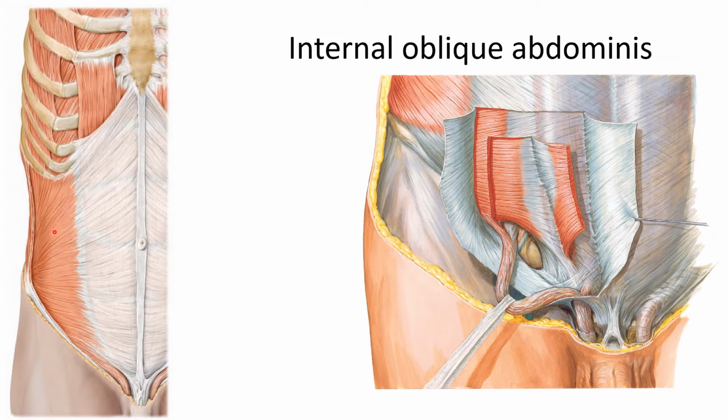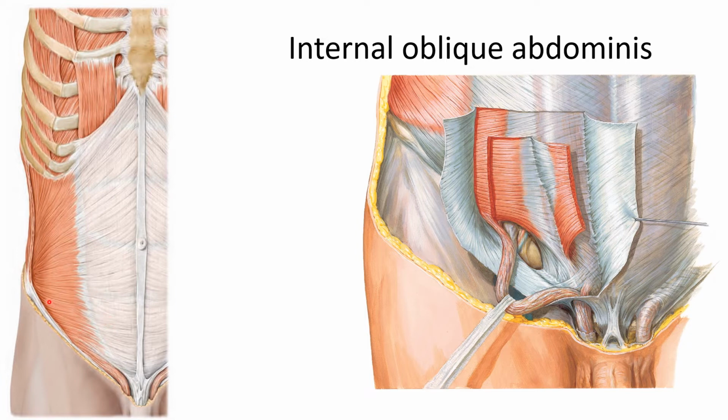This internal oblique abdominis arises from the lateral 2/3 of the inguinal ligament, the iliac crest, and the anterior layer of the thoracolumbar fascia. The fibers extend forwards, upwards, and medially, exactly opposite to the external oblique abdominis fibers. The aponeurosis of the internal oblique abdominis, the aponeurosis of the external oblique abdominis, and the transverse abdominis muscle fibers, which we are going to discuss in a few minutes, these three aponeurosis parts are involved in the formation of the rectus sheath.